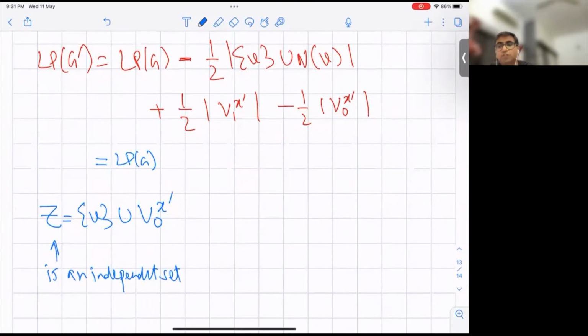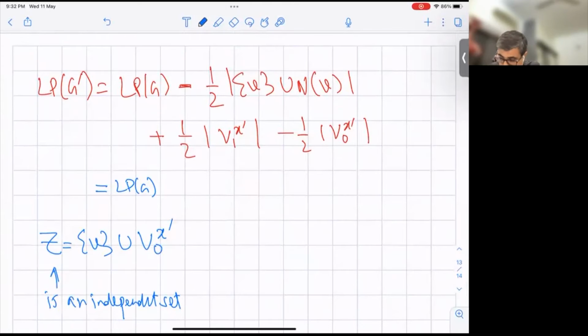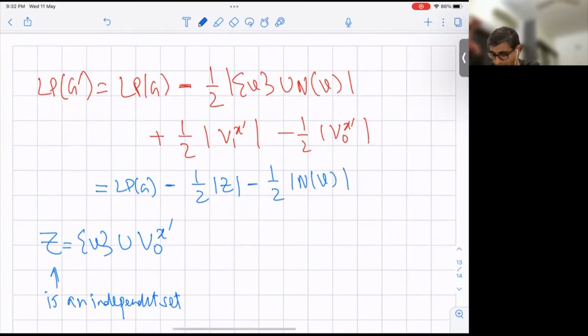Am I right? Because look, I want to somehow bring surplus into this. So what should I do? I said, okay, fine, let me get an independent set and its neighborhood and let's see what happens. So this becomes LP of G is minus half of V minus half of V0 of X prime. So can I say this is minus half of Z? Is that fine? And the rest, let's leave it. I leave minus half of N of V, and I leave plus half of V1 of X prime. This much, let's leave it for now.